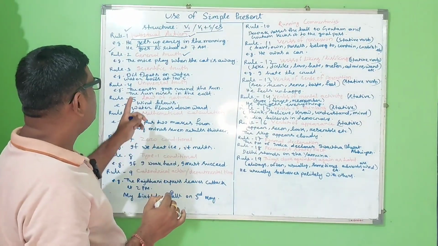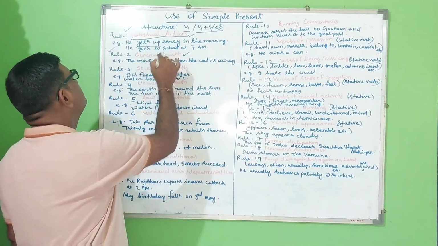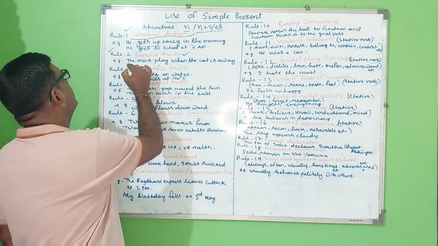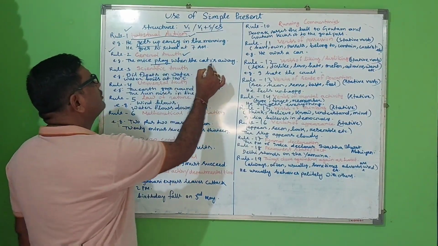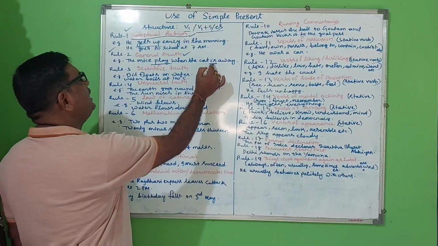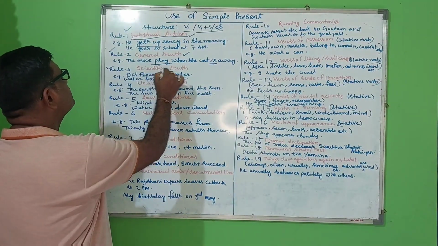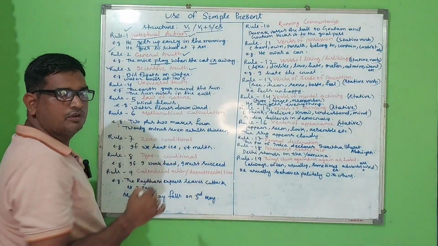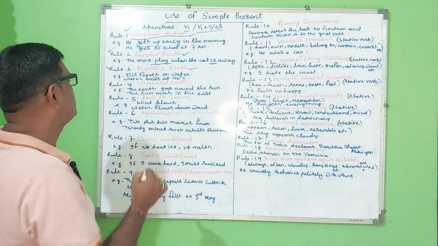When we express general truth, we use simple present tense. One example is here, the mice play when the cat is away. So simple present, I have underlined here, play is. Clear? Next rule, to express scientific truth, we use simple present tense.